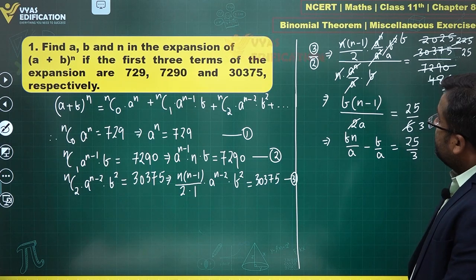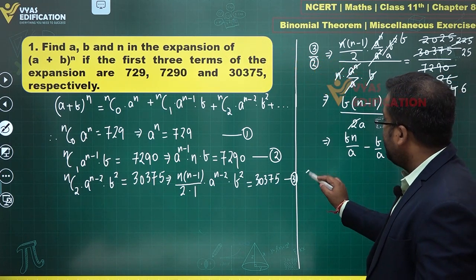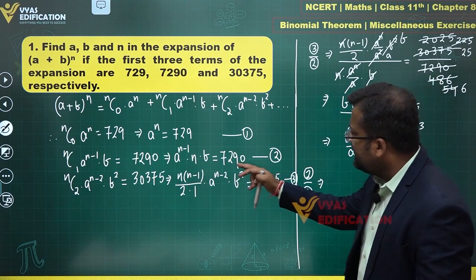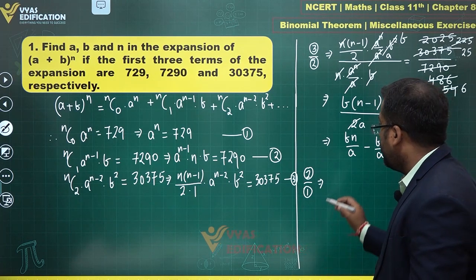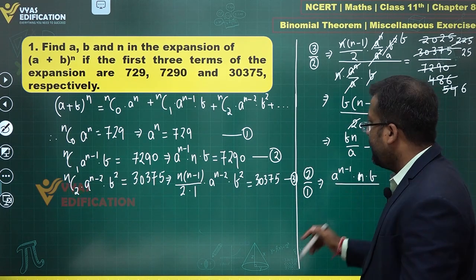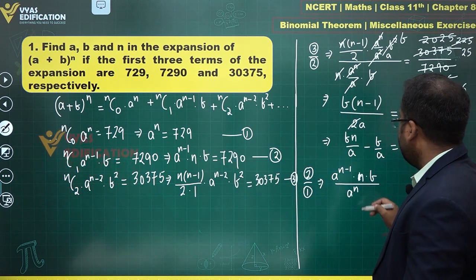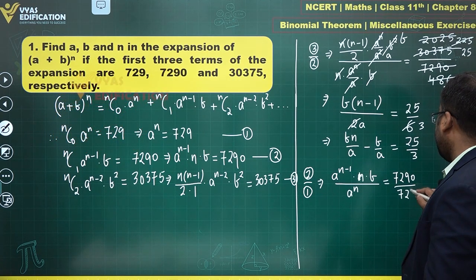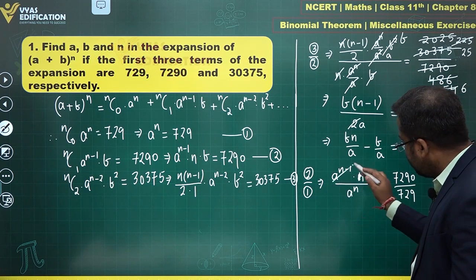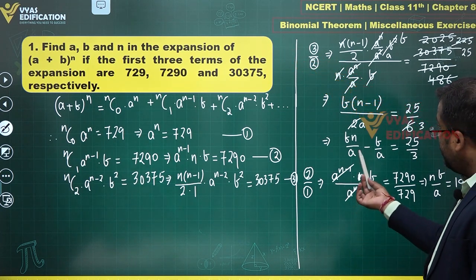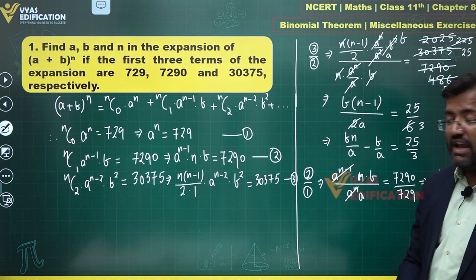Okay. This was 3 divided by 2. You can also divide 2 and 1, and what does that give us? 2 divided by 1. Now this will be simpler probably. That's what I can see over here. This is A power n minus 1 times n times B over A power n, simply A power n. This is equal to 7290 over 729. Okay. And if you may observe, this is simply A in the denominator. This gives me nB upon A is equal to 10.